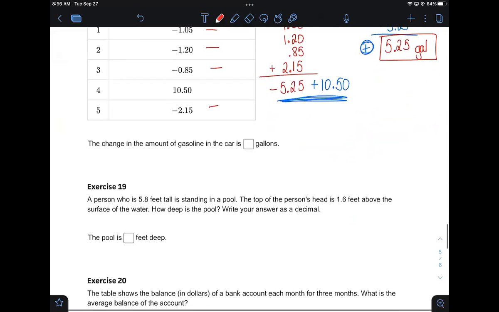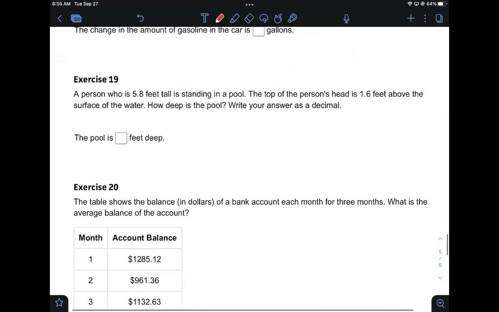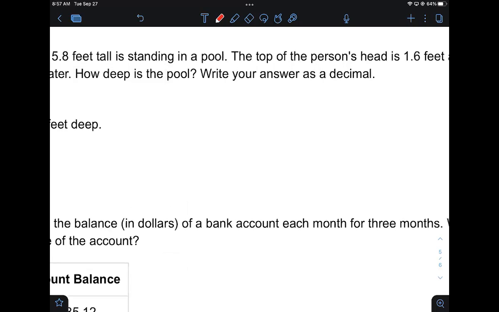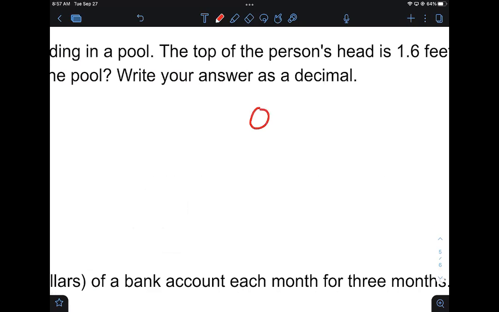All right, number 19. Number 19 says a person who is 5.8 feet tall is standing in a pool. The top of the person's head is 1.6 feet above the water, the surface of the water. How deep is the pool? So they're 5.8 feet tall. They're standing 1.6 feet above the water, or their head or chest, whatever is sticking out of the water is 1.6 feet above the water. It wants to know the depth of the pool. I'm going to draw a picture here so we can get a good illustration of this.